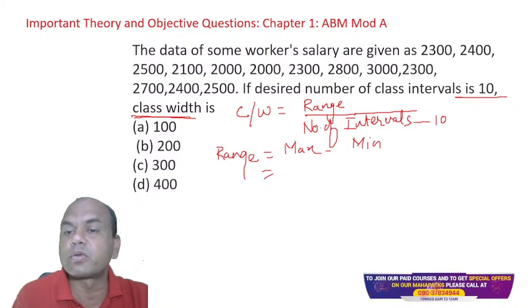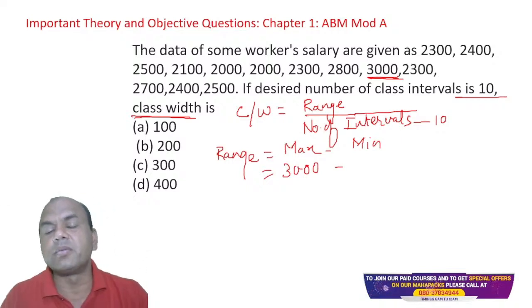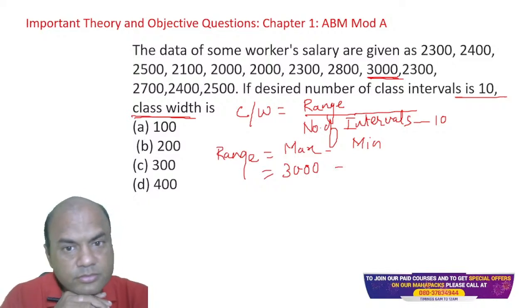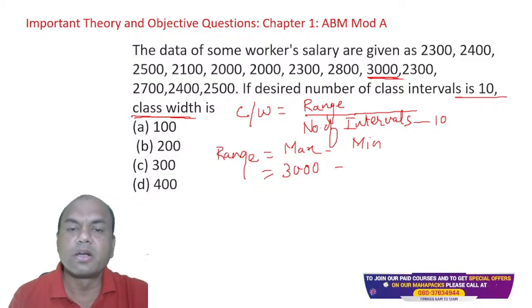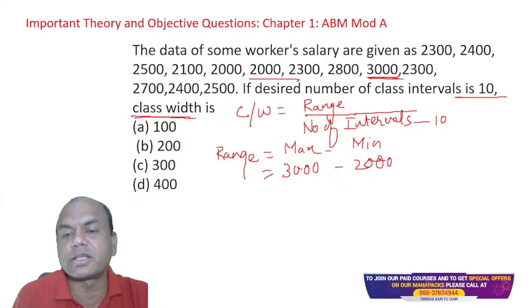What is the maximum number over here? 2300, 2400, 2500, 2000, 2000, 2800, 3000, 2700, 2400, 2500. 3000 is the maximum number, isn't it? So 3000. What is the minimum number then? Type in the comment section, everyone. Which is the minimum number now? Minimum number is 2000, correct? This is the lowest number. So range is 3000 minus 2000, so 1000.